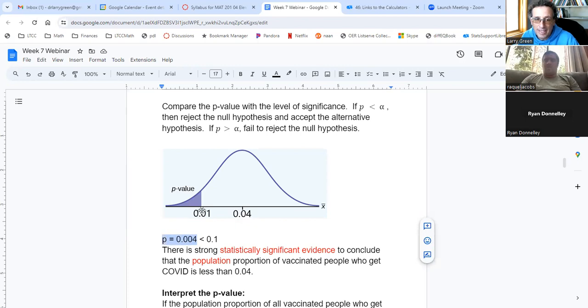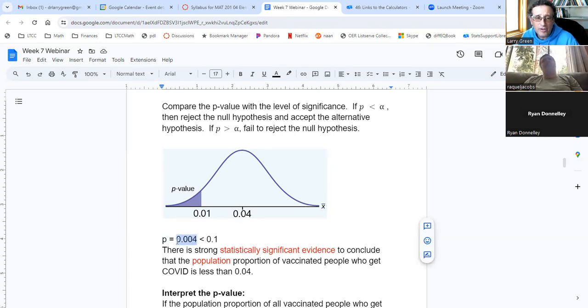It's the probability that if the shot does nothing for you, in other words, if H naught is true, that you'll have something smaller than what you got. In our case, since we have what's called a left-tailed test, which means we're hoping that you have a smaller chance of getting COVID if you get the shot. Any questions on that?